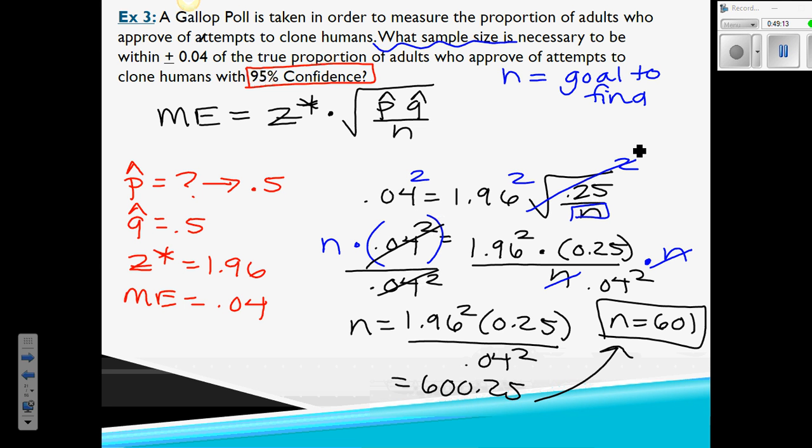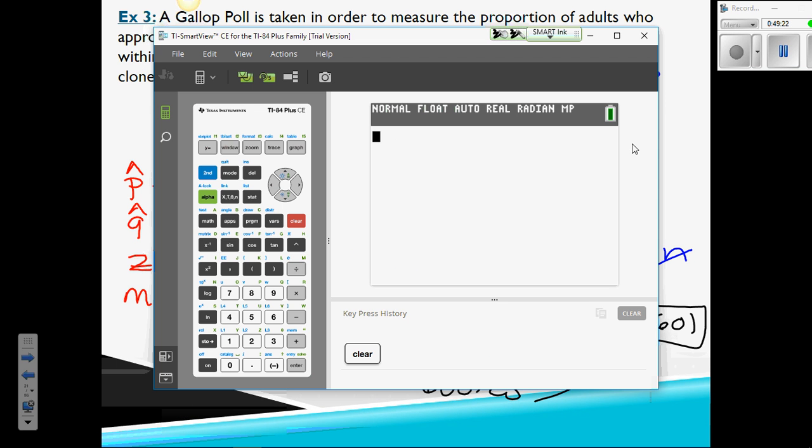Okay. Sure. All right, you guys want to see some cool calculator stuff? I'll show you cool calculator stuff. Cool calculator stuff. All right.